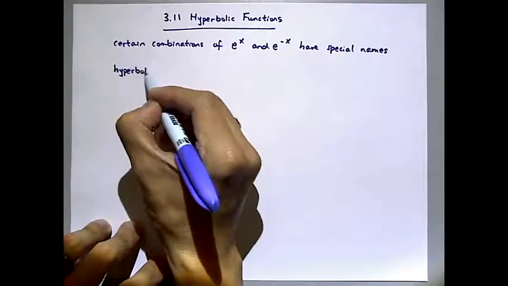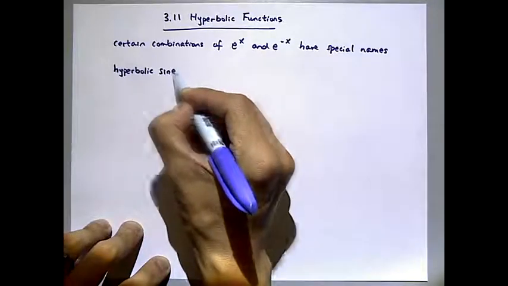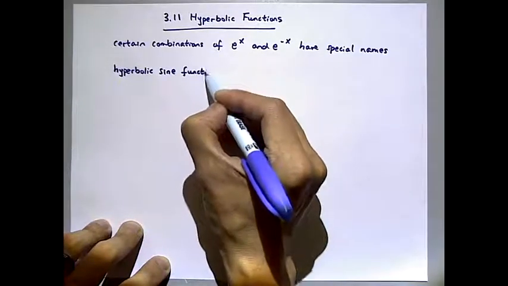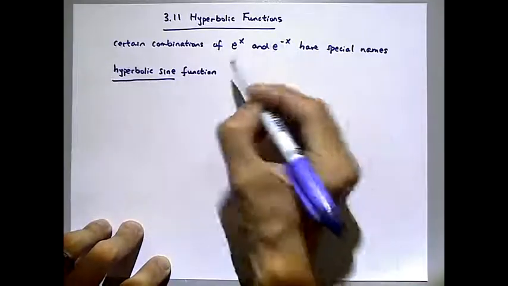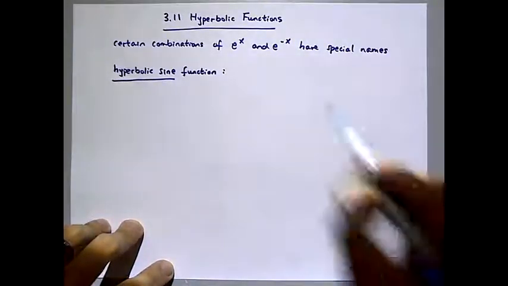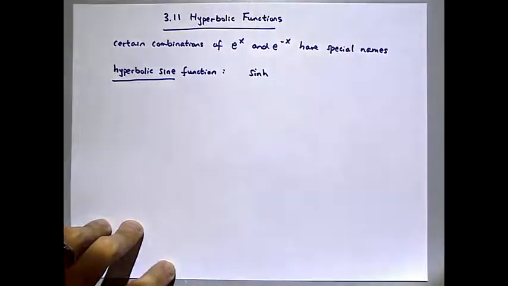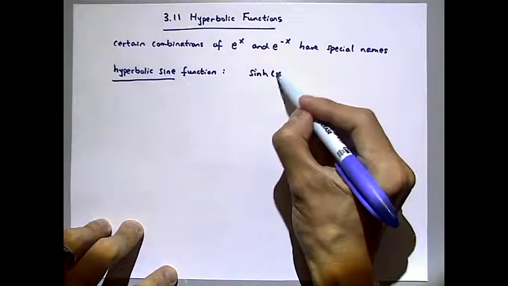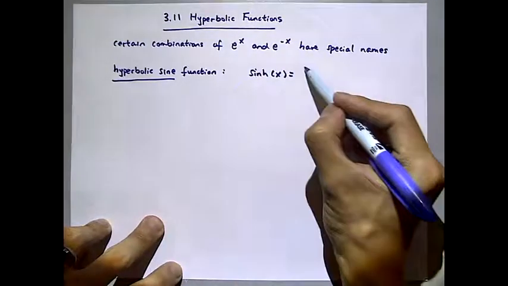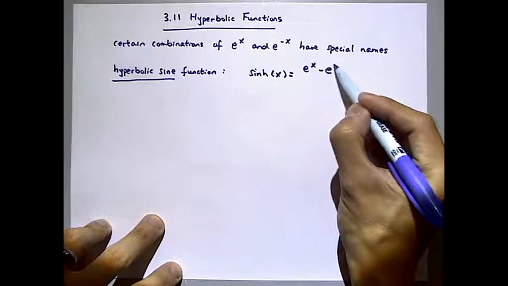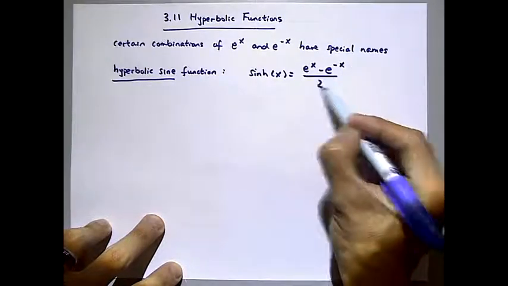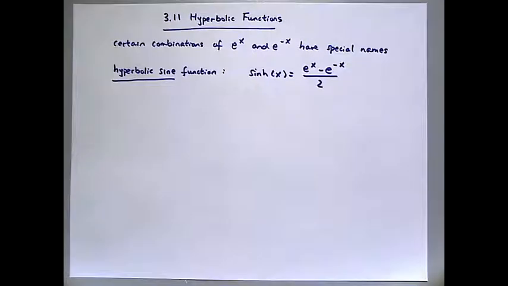One of them is called a hyperbolic sine function. It's written like a regular sine, but with the letter h attached to it: hyperbolic sine of x. It's defined as e to the x minus e to the minus x over 2. So that thing is called a hyperbolic sine function, abbreviated sinh, e to the x minus e to the minus x over 2.